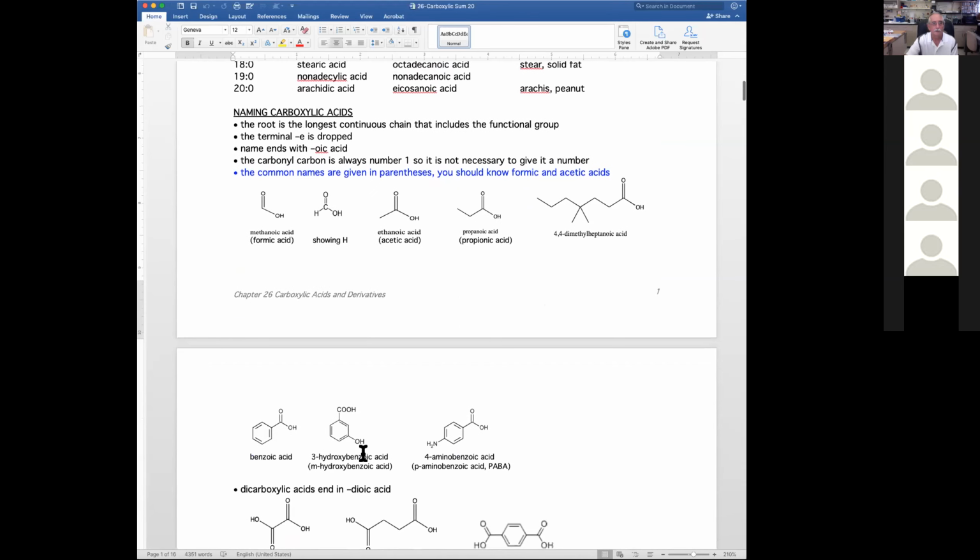So when we name carboxylic acid, the root is the longest continuous chain that includes the functional group. Drop the E, make it oic acid. And the carbonyl group is always carbon number 1, so we don't have to give it a number. Matter of fact, the carboxylic acid functional group really is king of the functional groups. That's the most oxidized form of carbon possible until you get to things like carbon dioxide.